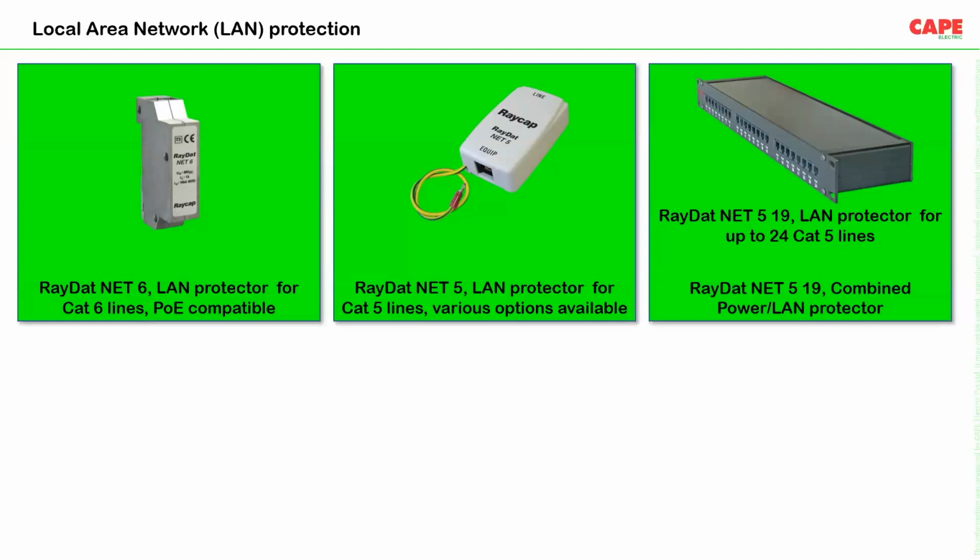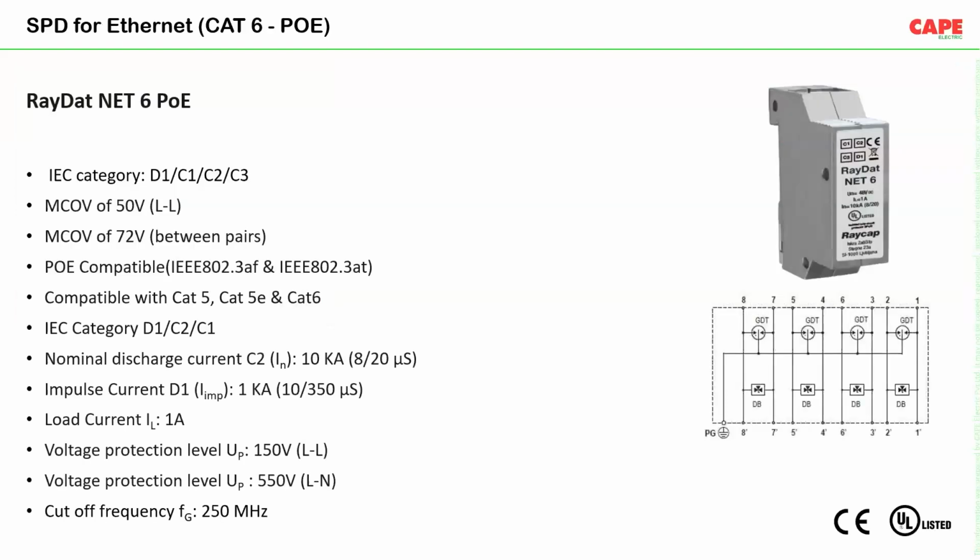Now, in a lot of places the communication is happening through LAN connectors or maybe a Cat6 cable, or in the case of our switches or CCTVs, LAN is used. For protection of LAN, this kind of SPD is used. These are Cat6 compatible SPDs. Again, this comes under IEC category D1, C1, C2 and C3. It has an MCOV of 50 volt line to line and 72 volt between two pairs. It is PoE, power over Ethernet, compatible, and can be used with Cat5 cable, Cat5e cable and Cat6 cable. It has a nominal discharge current of 10 kiloampere, 8 by 20 microsecond waveform. And it can also handle an impulse current of 1 kiloampere, 10 by 350 microsecond waveform.